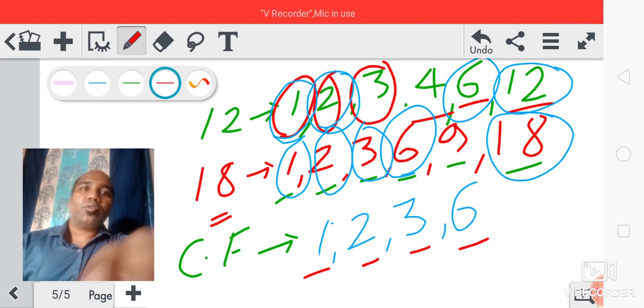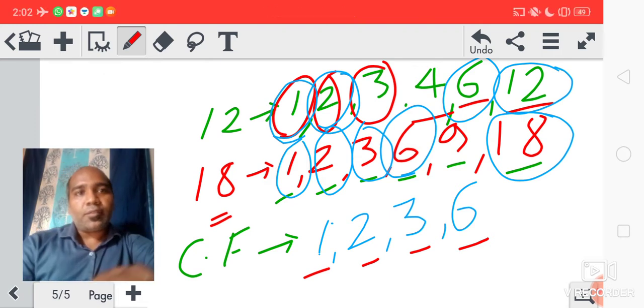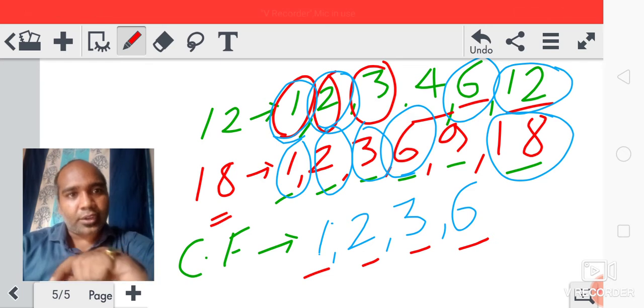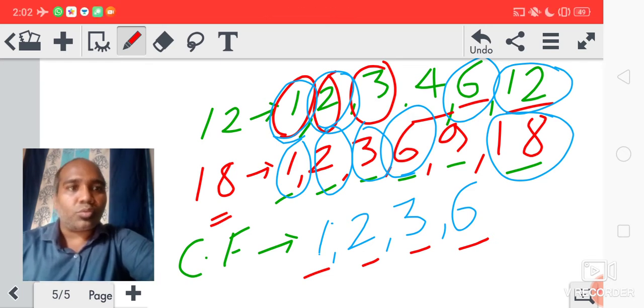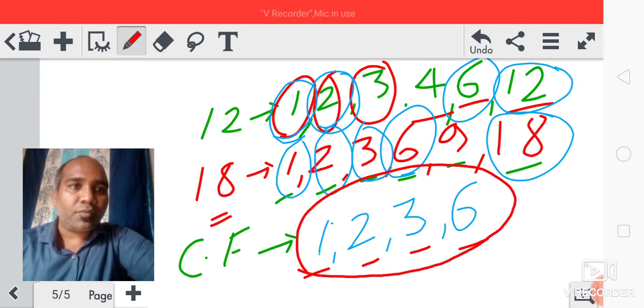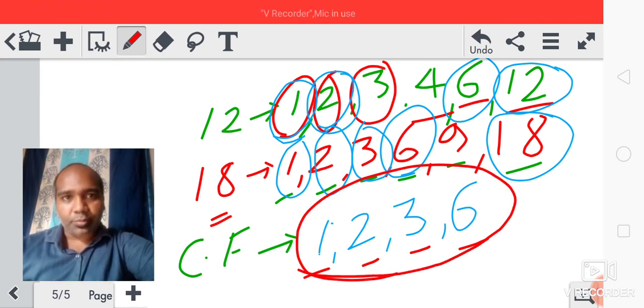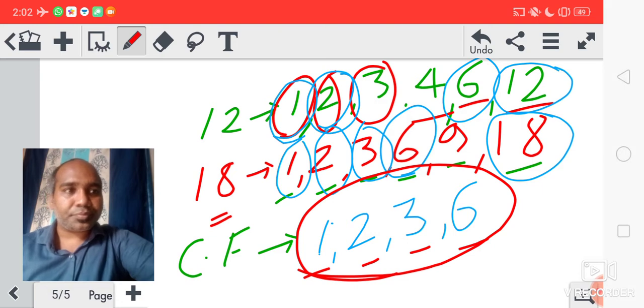Got it? So how will we write the common factors? First of all, we'll write the factors. Then we'll see which are coming in both. So those will be the common factors. Got it? Up to here, I hope this is clear to you.